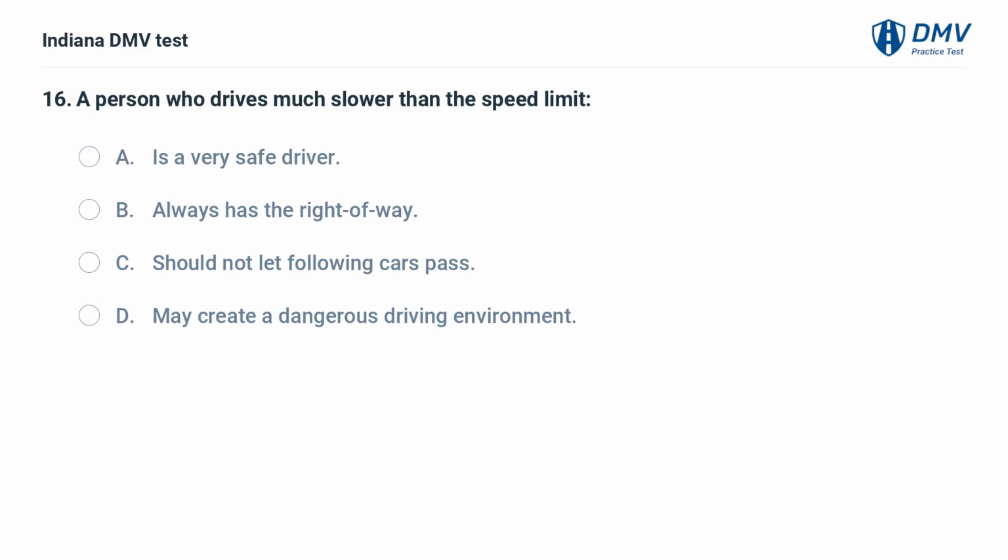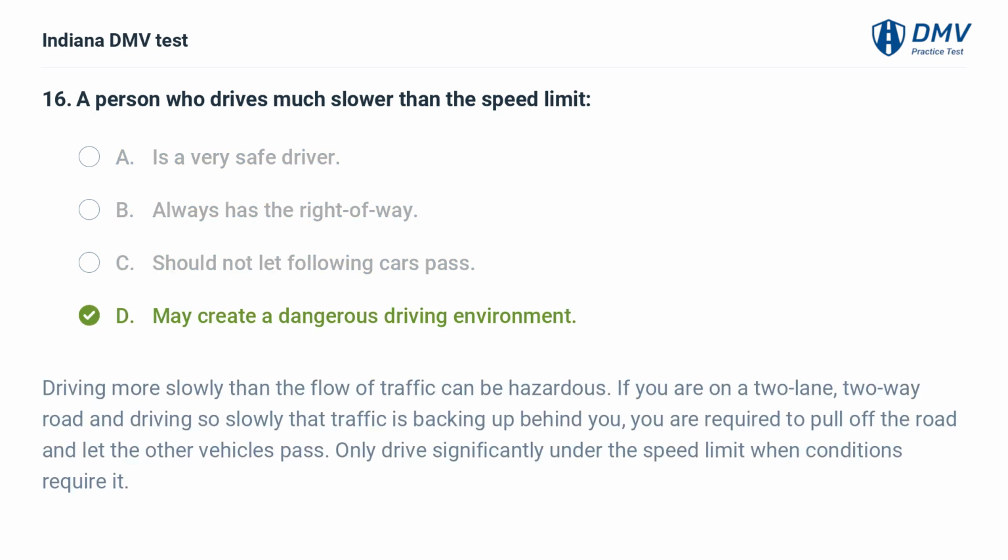A person who drives much slower than the speed limit: A. Is a very safe driver. B. Always has the right of way. C. Should not let following cars pass. D. May create a dangerous driving environment. D. May create a dangerous driving environment.